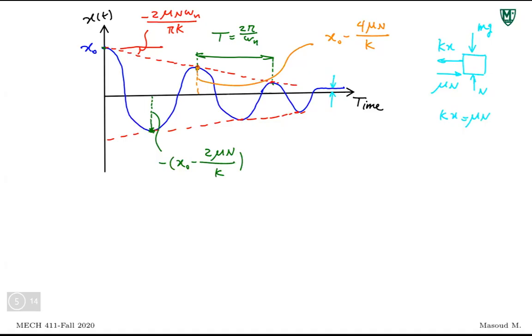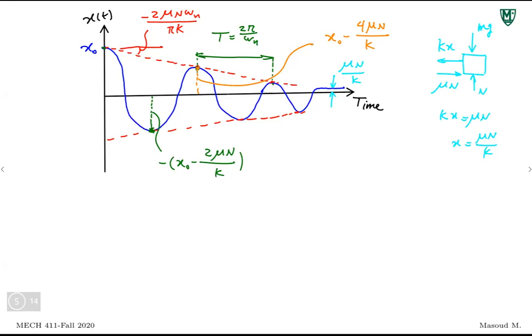Around that moment, kx becomes a tiny amount less than mu n, so it can't move. The friction is going to hold the mass wherever it is. So this system is different because at the end, the mass does not come back to its equilibrium point. It stops some distance away. What is that distance? It is mu n over k. This is the gap between the position of the mass and the horizontal axis, x equals 0. So this is mu n over k.